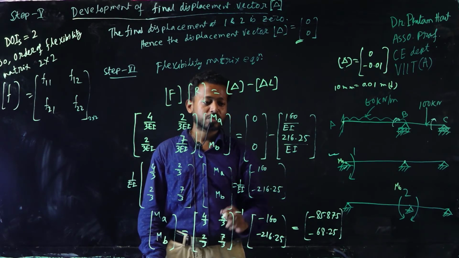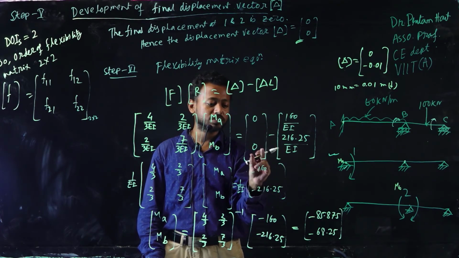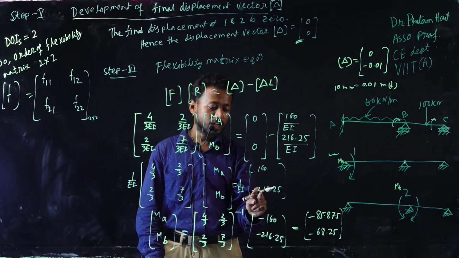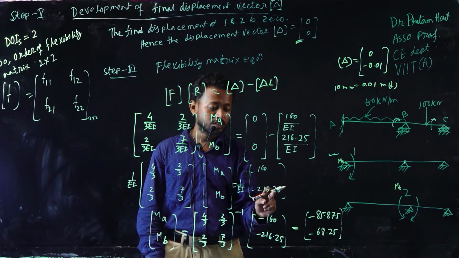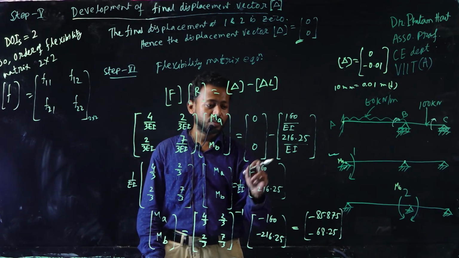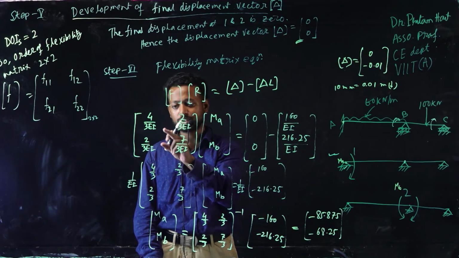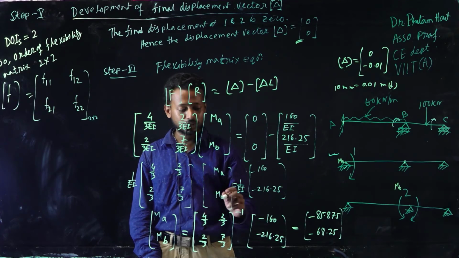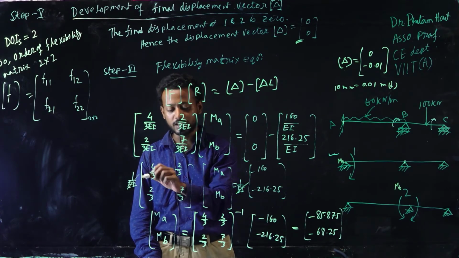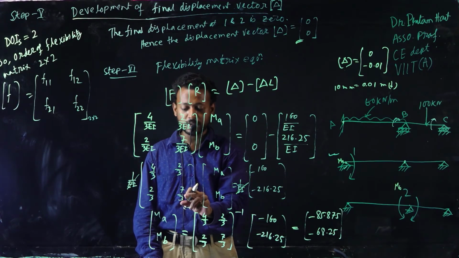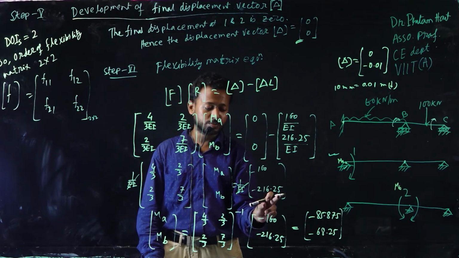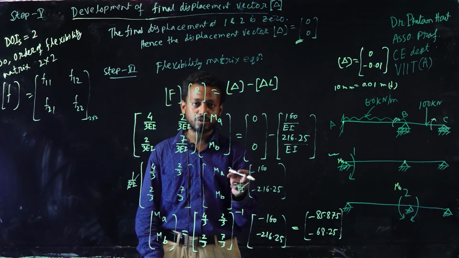Okay, so if you subtract this from this, you will get minus 60 and minus 216.25, and I have taken this EI outside. Here also I have taken this EI outside, so that you can cancel this EI. Okay, so we have this matrix into this matrix equals to this matrix. Now matrix calculation we will do.